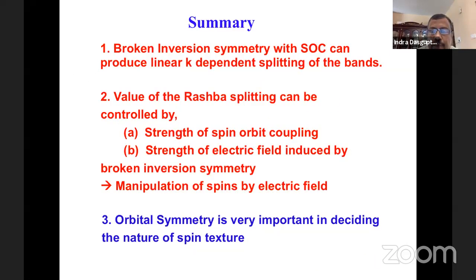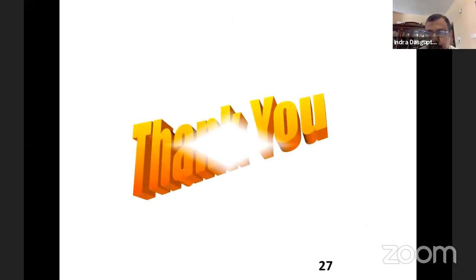So broken inversion symmetry with spin-orbit coupling can produce linear k-dependent splitting of the bands, which I told you plays a very important role. The value of Rashba splitting can be controlled by the strength of spin-orbit coupling and the strength of the electric field induced by broken inversion symmetry, and this provides an opportunity for manipulation of spin by an electric field. And most importantly, which I think was not understood in the literature, orbital symmetry is very important in deciding the nature of the spin texture. With this, I thank you for your attention.